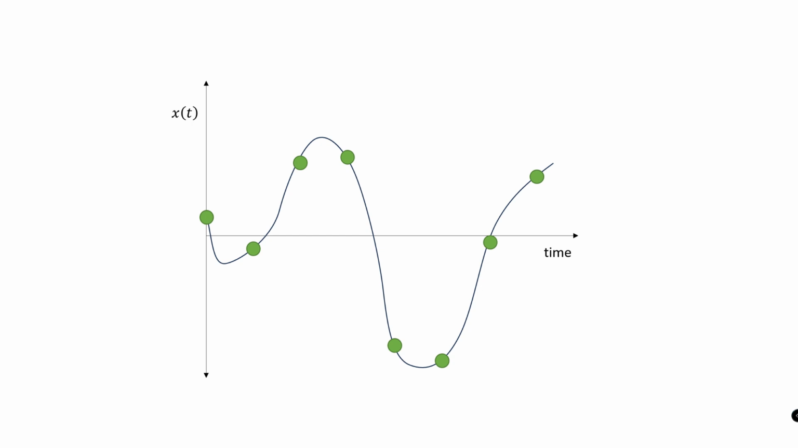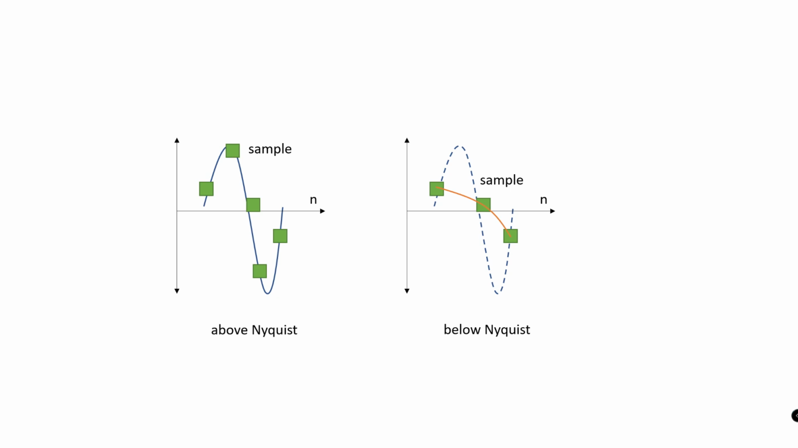Sampling of signals produces a discrete time series, or simply time series. The time series is a set of sample values x sub i. How often do we need to sample? The Nyquist theorem provides an answer.